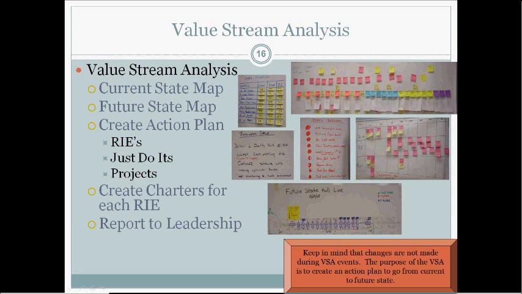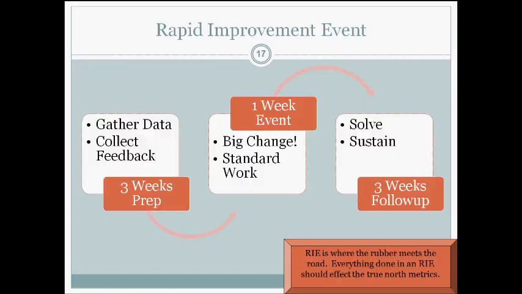And the thing is, you've got to remember that during a VSA or value stream analysis, it's not actually making changes to the process yet. It's just creating the plan to make the changes. A rapid improvement event, though, is where you make the changes. A rapid improvement event, or RIE, is where the rubber meets the road. It's a 7-week cycle. You have 3 weeks of prep, 1 week of event, and 3 weeks of follow-up. So again, that's where you make the true north impacts.